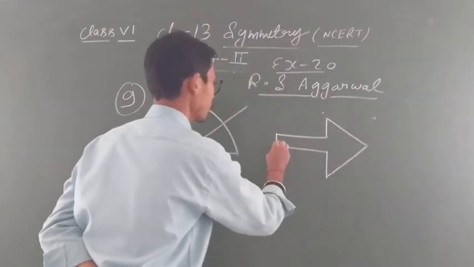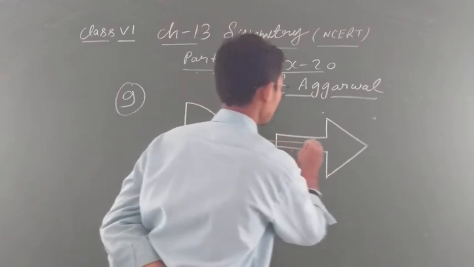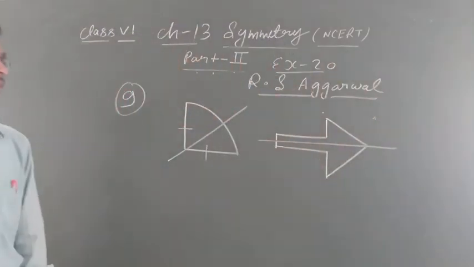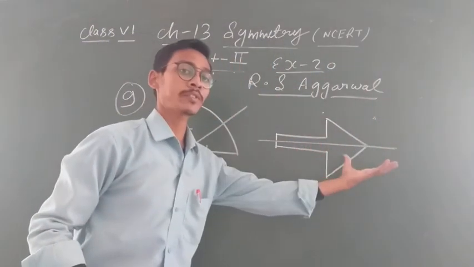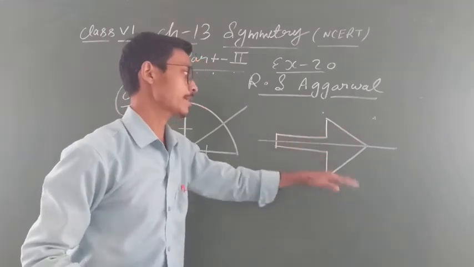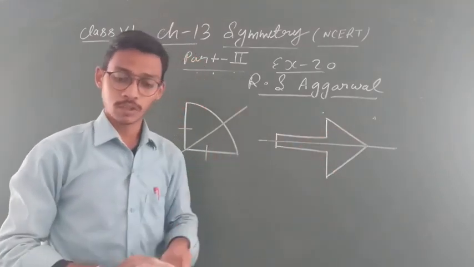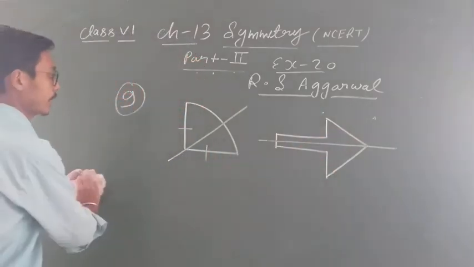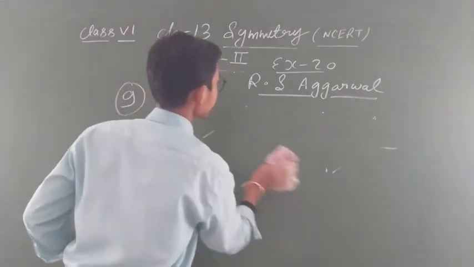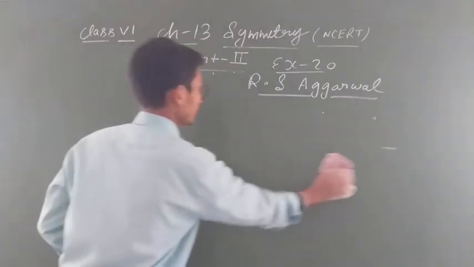ठीक है ना? अब you draw the line of symmetry student. So only this is the possible line of symmetry. ठीक है ना? Because when you draw the horizontal line of symmetry, this is same part, this is same part. Clear?